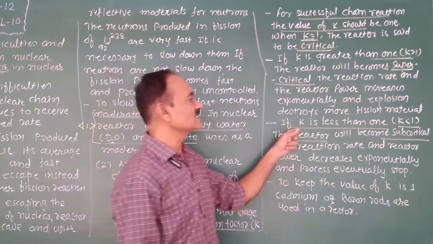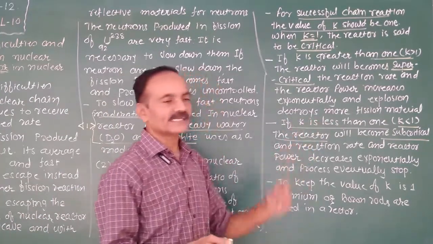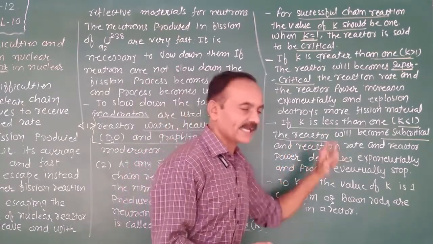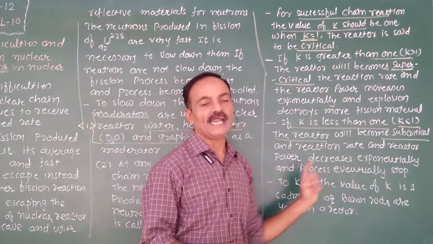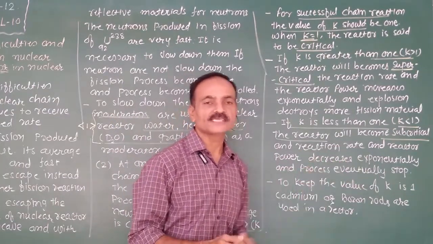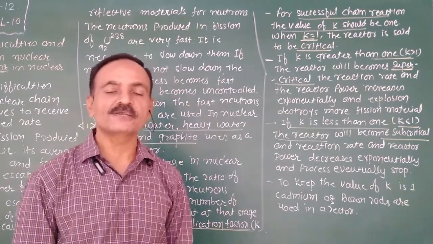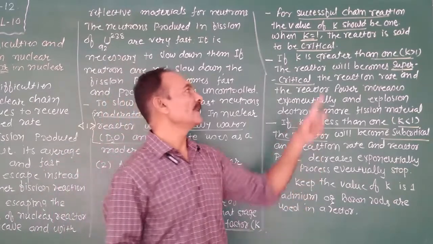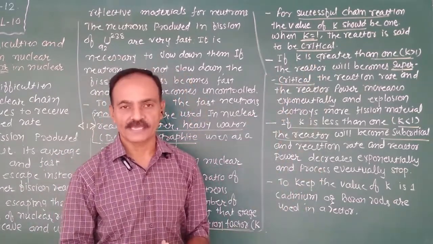What happens if K is less than 1? If K is less than 1, the reactor becomes subcritical. The reaction rate and reactor power decrease exponentially and eventually stop. For that purpose, for a successful nuclear chain reaction, the value of K at any stage should be approximately 1. So how do we control the value of K?